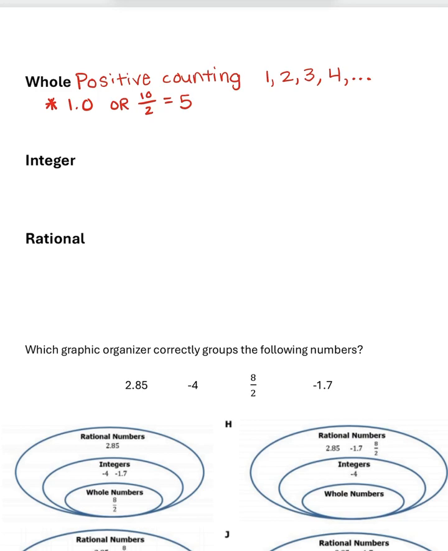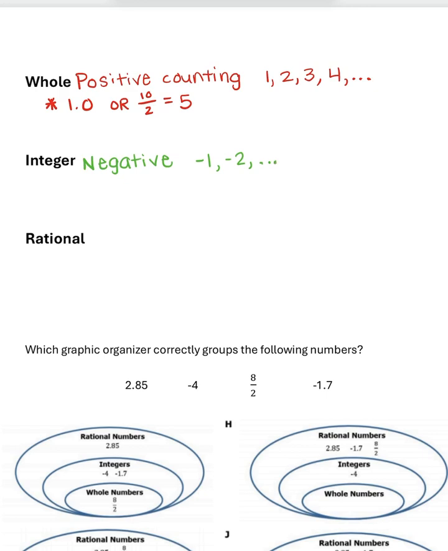Next thing is integers. Integers are our negative counting numbers. So they're going to be negative. Again, no fractions or decimals. So like -1, -2, so on and so forth.